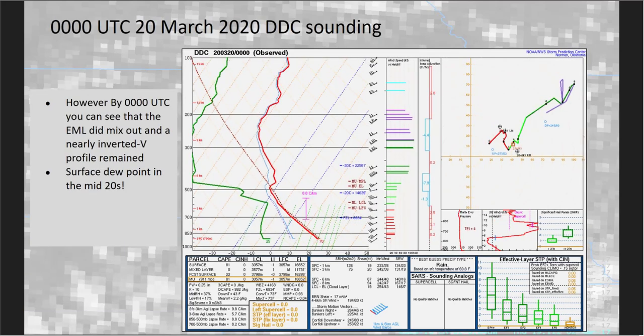However, by 0Z, you can see a much different looking sounding, and we'll step through as this progresses along the way. But you can see nearly an inverted-V profile remaining, with dew points dropping into the mid-20s by 0Z that evening in the Dodge City area, and then the temperature around 70.